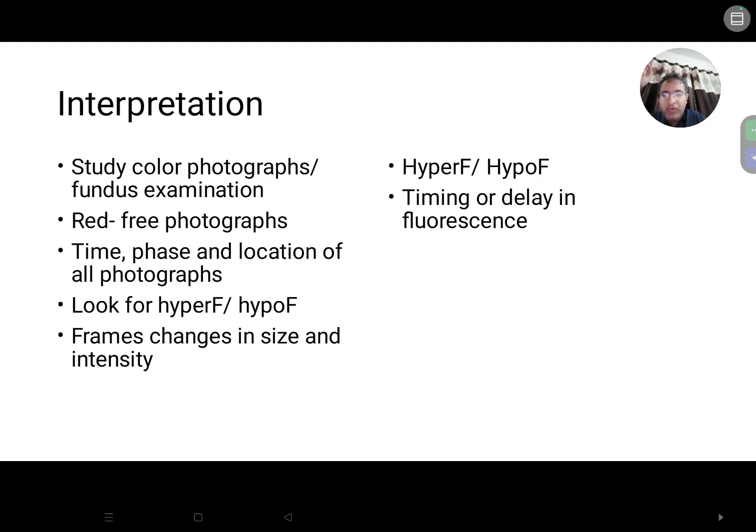And in the photograph, what do we have to look for? We have to look for hyperfluorescence or hypofluorescence, and the changes in size and intensity. Whatever changes are there in the size of that hyperfluorescence or its intensity, we have to see. And if there is any timing or delay in the fluorescence in the eye, that we have to note.